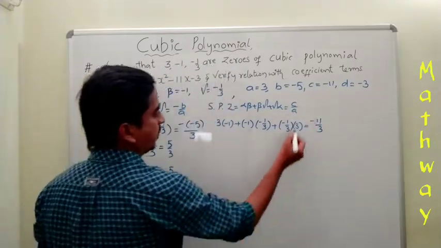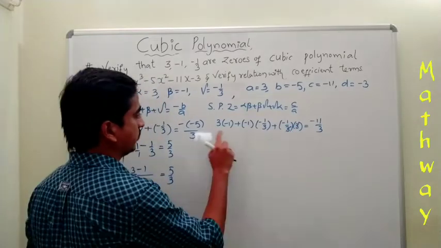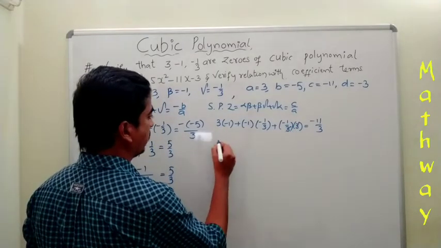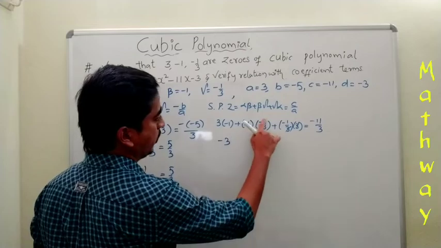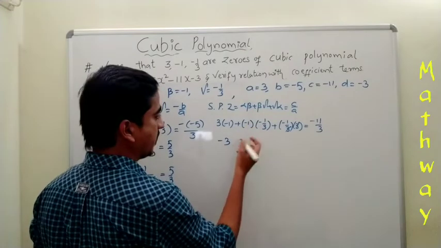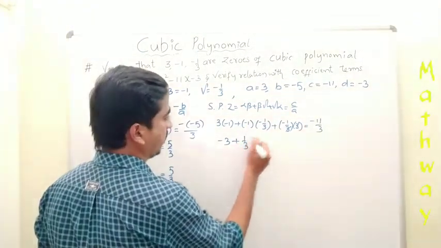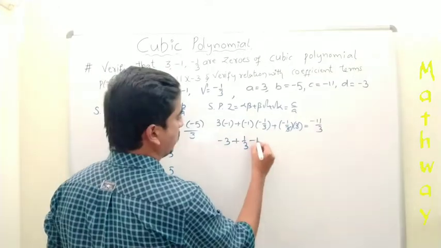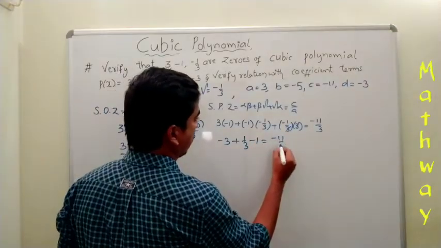So here the 3s will get cancelled. 3 into minus 1 is minus 3. Minus 1 into minus 1 by 3: minus into minus is plus, plus 1 by 3. Here plus into minus is minus 1, equals minus 11 by 3.